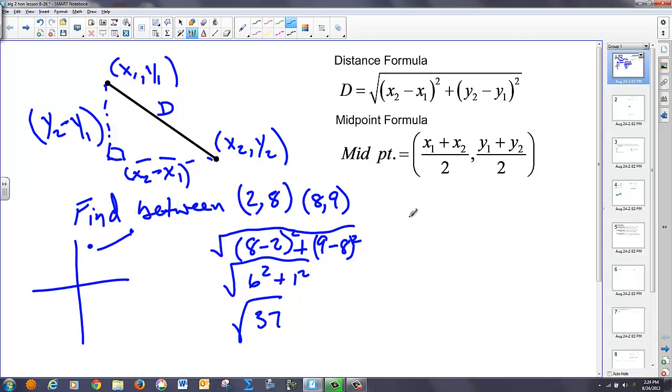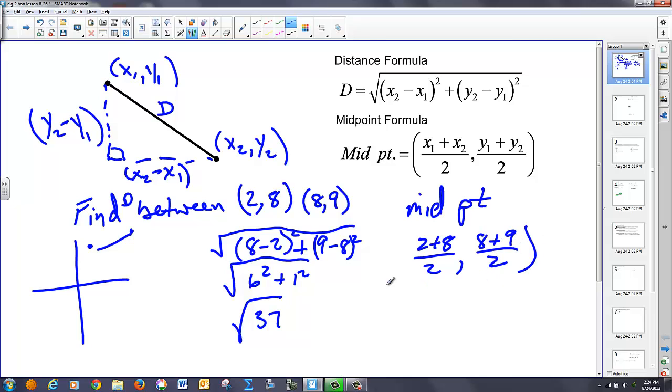If I want to find the midpoint, take the average of the x coordinates, so that's 2 plus 8 over 2, and 8 plus 9 over 2, which gives me 5 and 8.5. There's your distance and midpoint calculations.